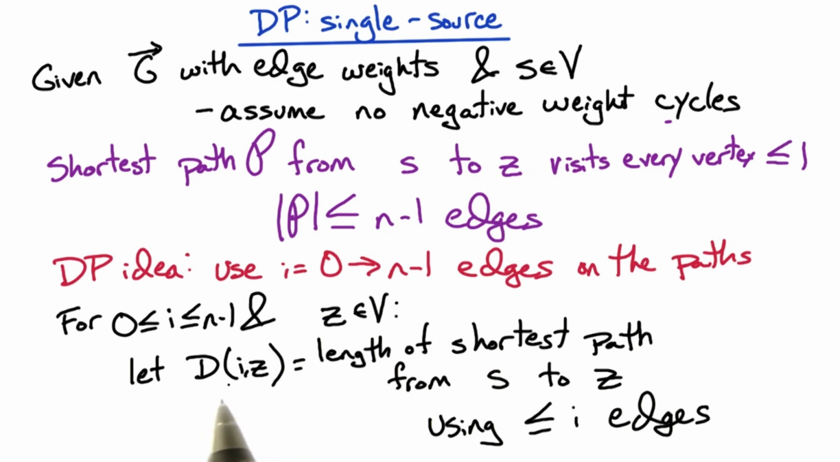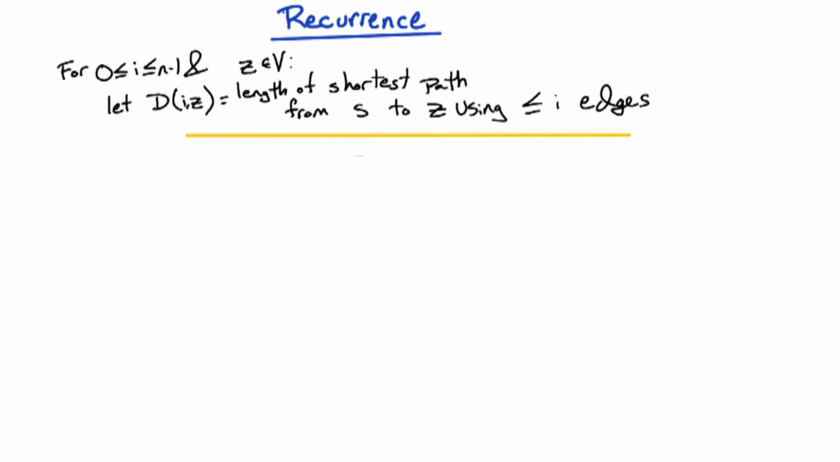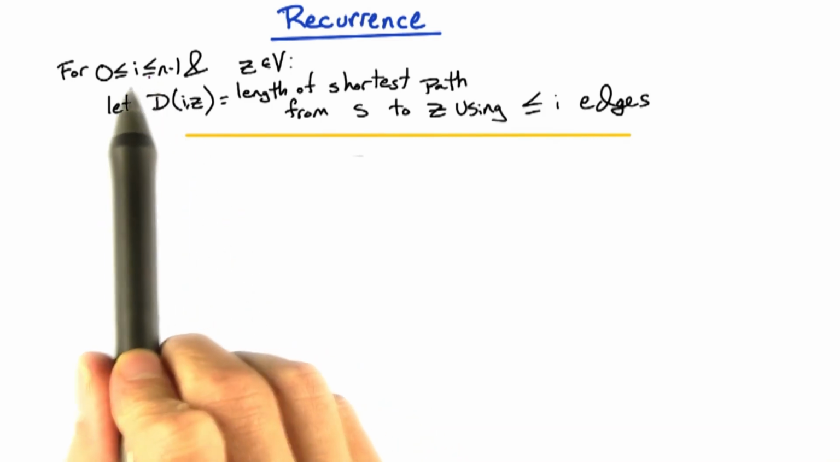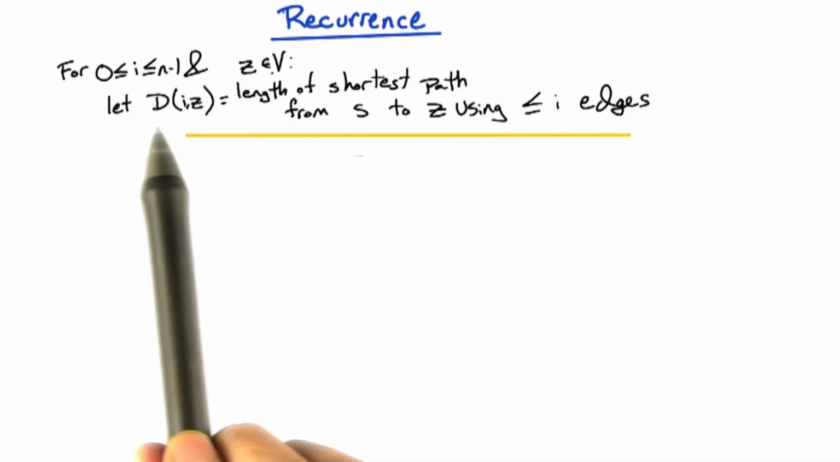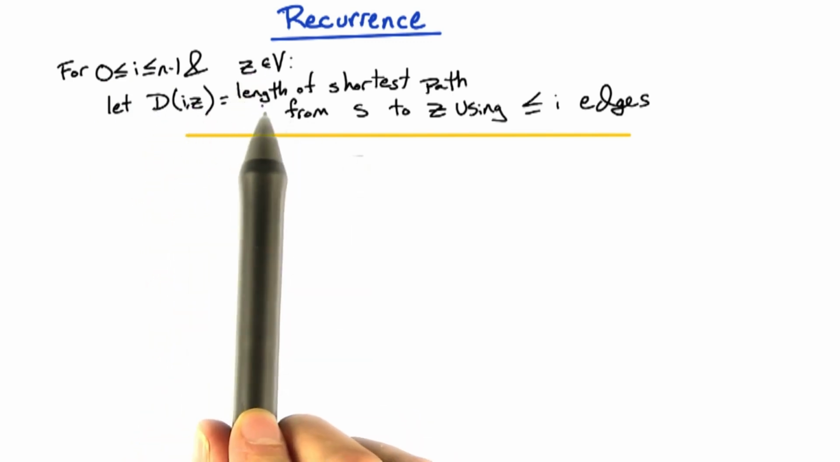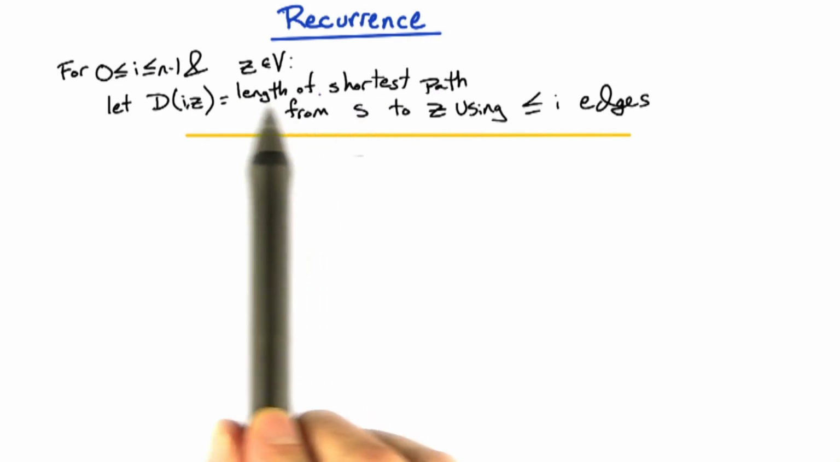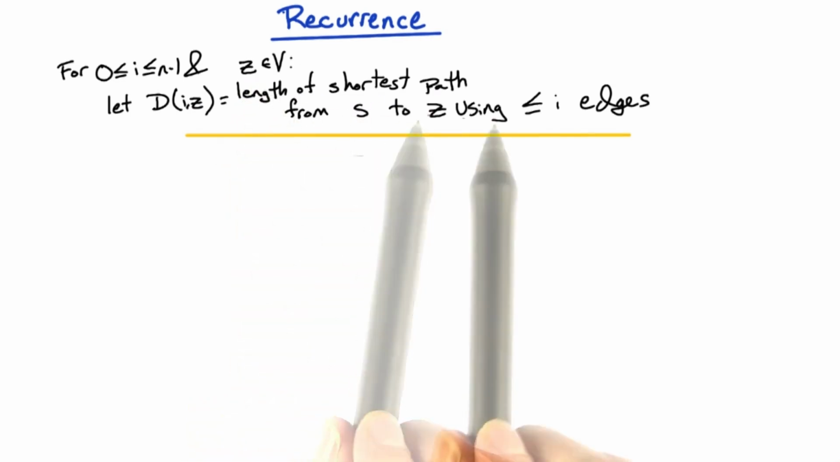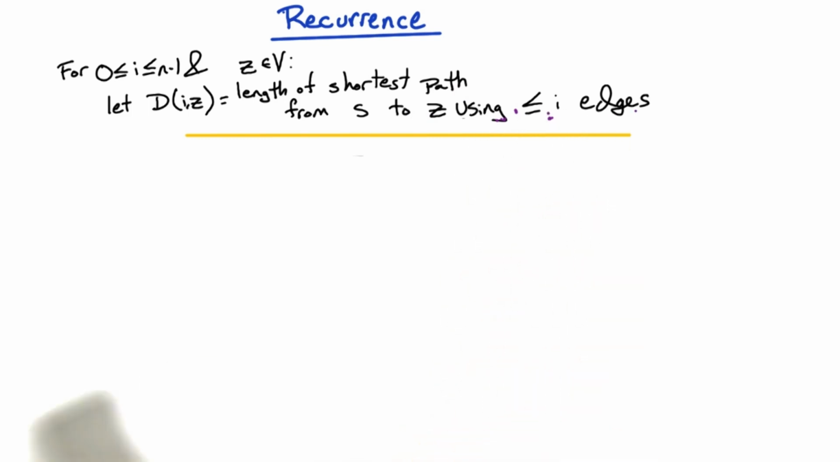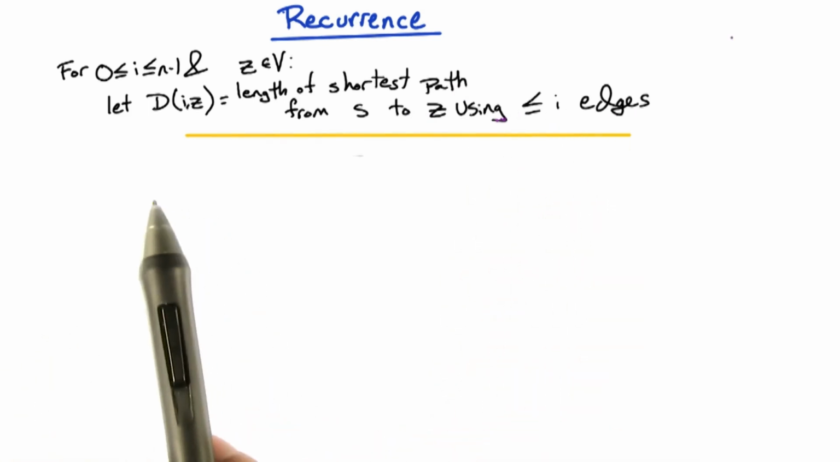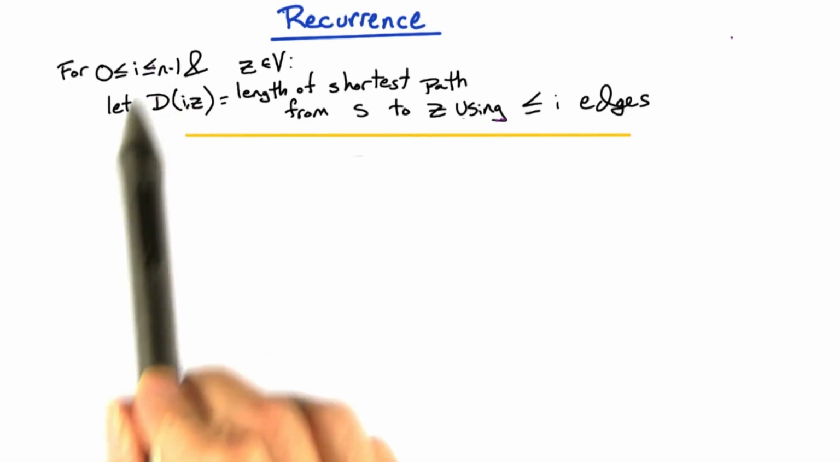So now let's try to write a recurrence for D of i, z. Our goal is to express D of i, z in terms of D of i-1. Recall our subproblem definition from the previous slide. For each i between 0 and n-1 and each vertex z, we define D of i, z as the length of the shortest path from S to that chosen vertex z, where we only consider paths which use at most i edges. The final solution that we're trying to find is i equals n-1.